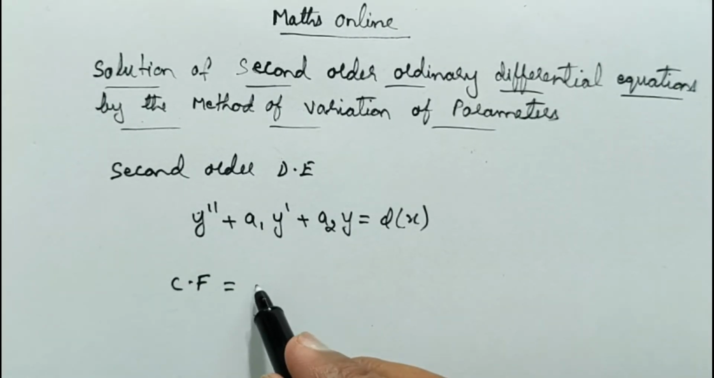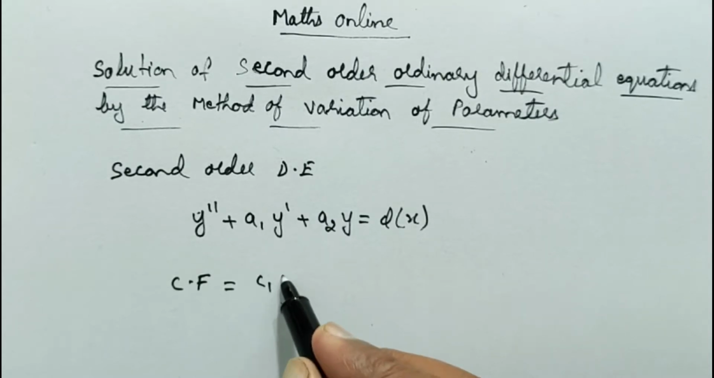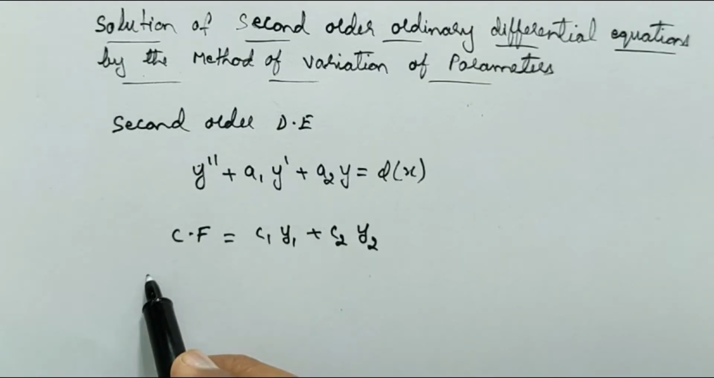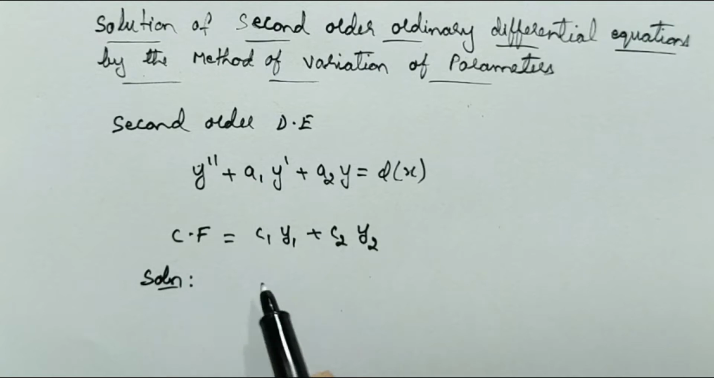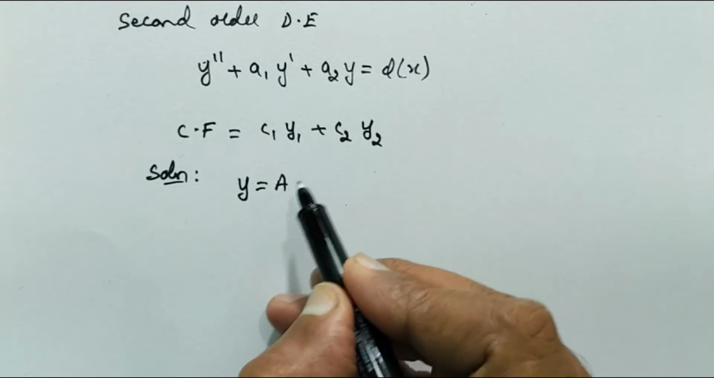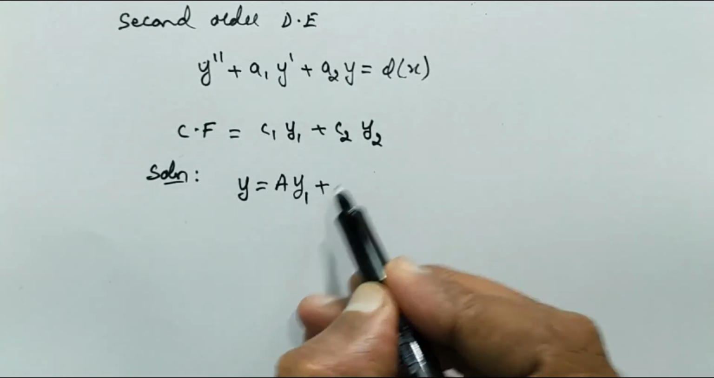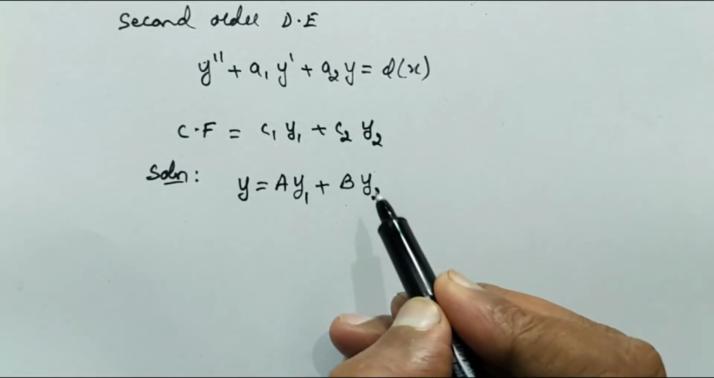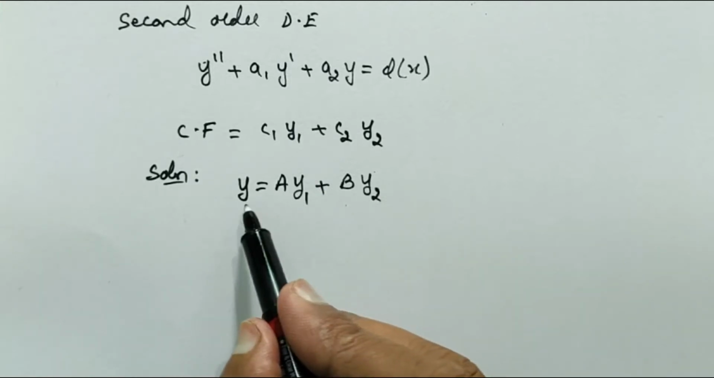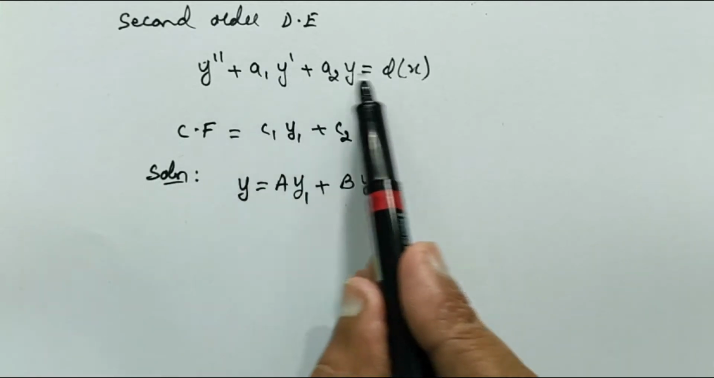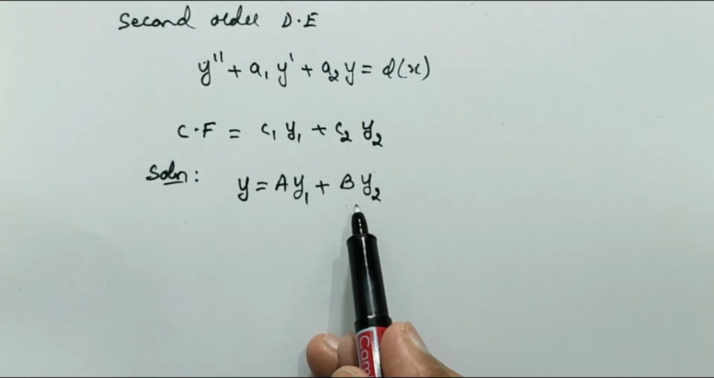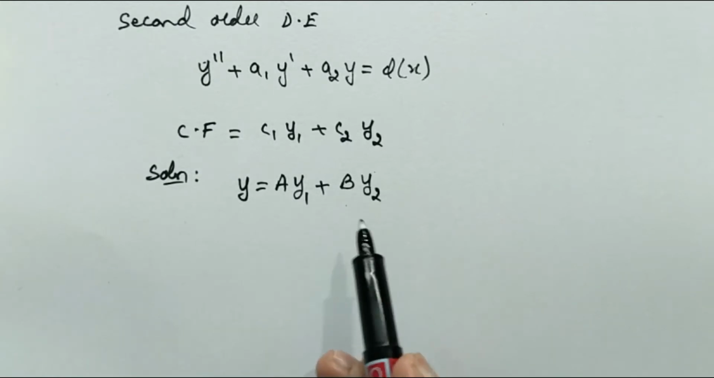for this differential equation, if it is of the form c1 y1 plus c2 y2, then the solution of the differential equation can be expressed as y is equal to a y1 plus b y2. We replace the value of c1 by a, keeping y1 as it is, and replace c2 by b, retaining y2 as it is. So this represents the complete solution of the second order ordinary differential equation. Now a and b are unknown values, and we need to evaluate them.